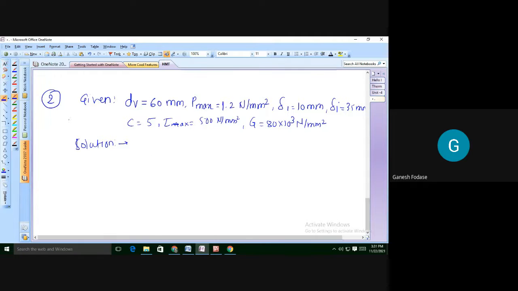So first step here in this problem is to find out maximum spring force. Remember, this numerical is different in that way only, otherwise everything is same. So to find out maximum spring force, if W is not given directly, we need to find out indirectly.